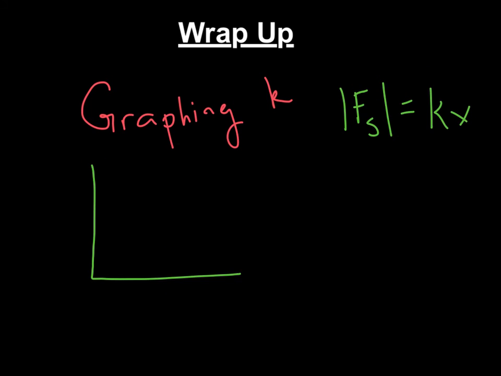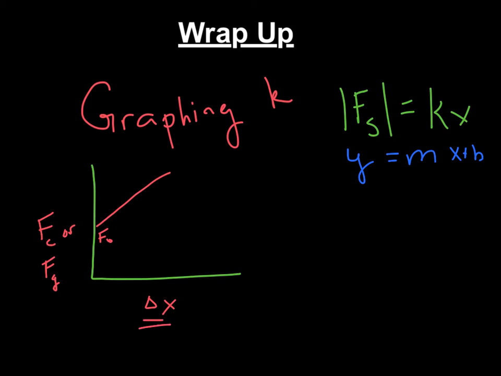So the first thing we're going to do when we're graphing this is we're going to compare this to the equation of a line, because our results should look linear. So the equation of a line is y equals mx plus b. So here's our data, where this is your F sub 0, which is the force needed to stretch it at 0. So this is your force centripetal or force gravity from spinning the spring or hanging the spring, respectively. So you've got your spinning method, hanging method. You're going to have two graphs, and this down here would be your delta x, which is the stretch of the spring.